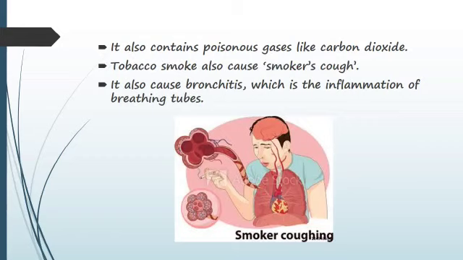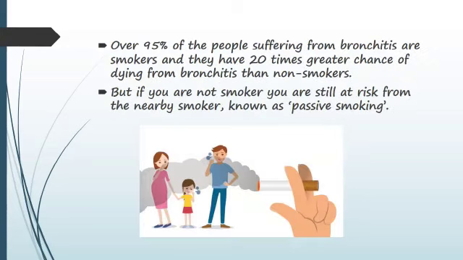And the first effects of tobacco smoke are that the bronchioles get narrow and the ciliary lining of the air passages stops working. And the smoke also makes the lining of the air passages produce more mucus. This collects in the bronchioles and causes smoker's cough. It also causes bronchitis, which is the inflammation of the breathing tubes.